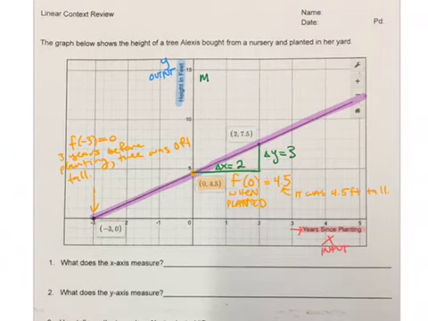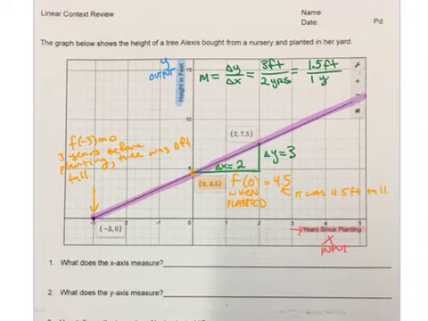So we can see that the slope of this line is the change in y over the change in x, where the y output value is height in feet, so that's 3 feet. So it grew 3 feet, and the change in x is 2 years. So it grew 3 feet in 2 years, and simplifying that fraction, we get a unit rate of 1.5 feet per 1 year. This is the growth rate of the tree.